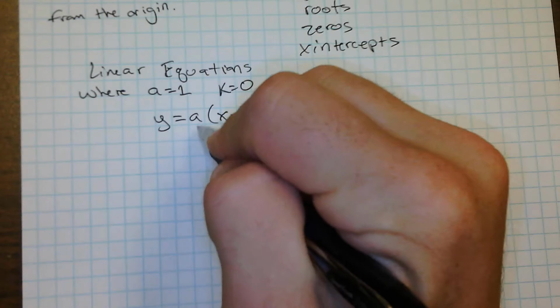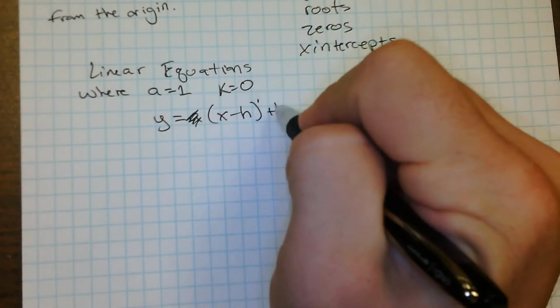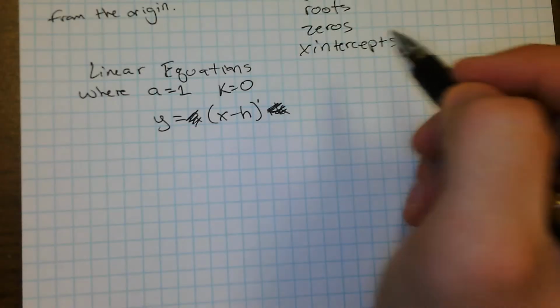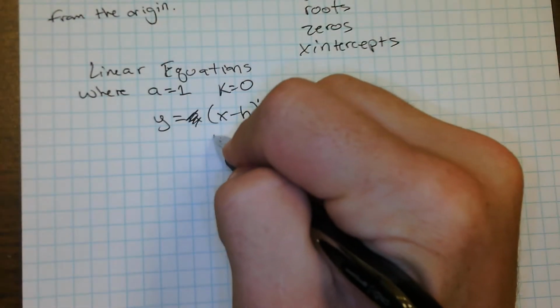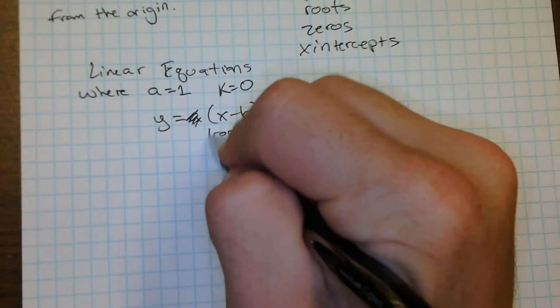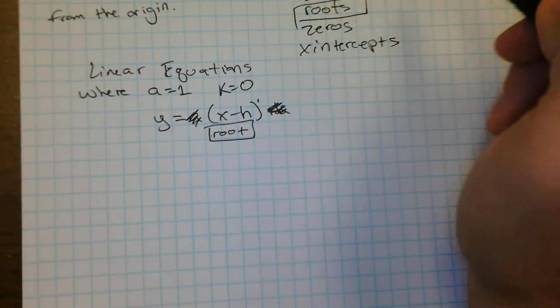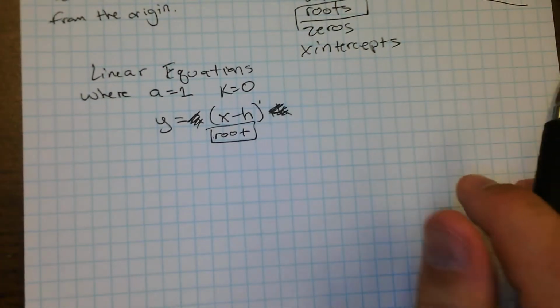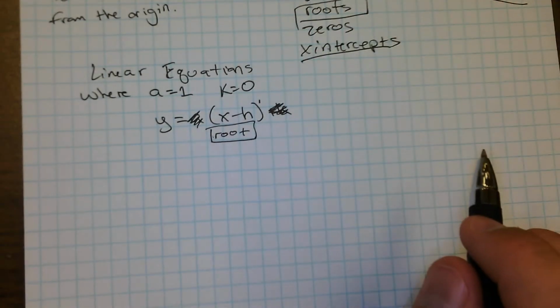Now, we're going to say a is 1, so we don't even need a. And we're going to say k is 0, so we don't even need k. So now we're left with x minus h. This is also known as the root. Okay? And what's another name for a root? X-intercept. Another name for a root is an x-intercept.